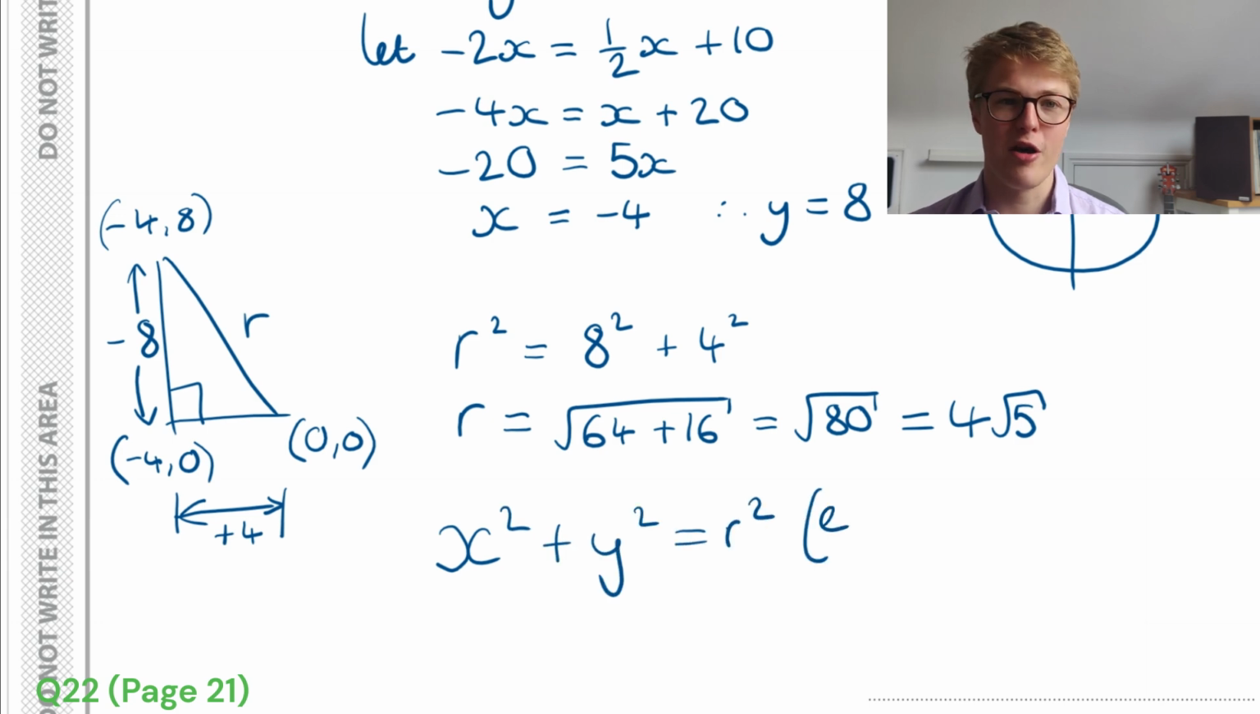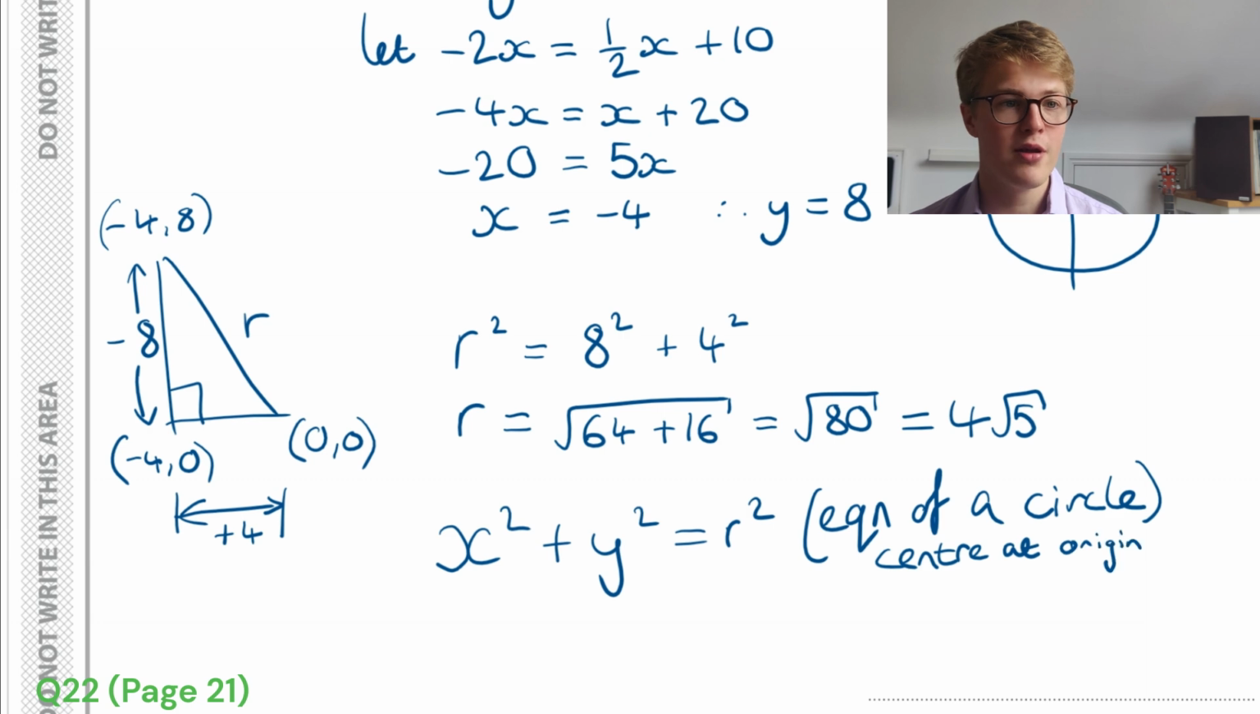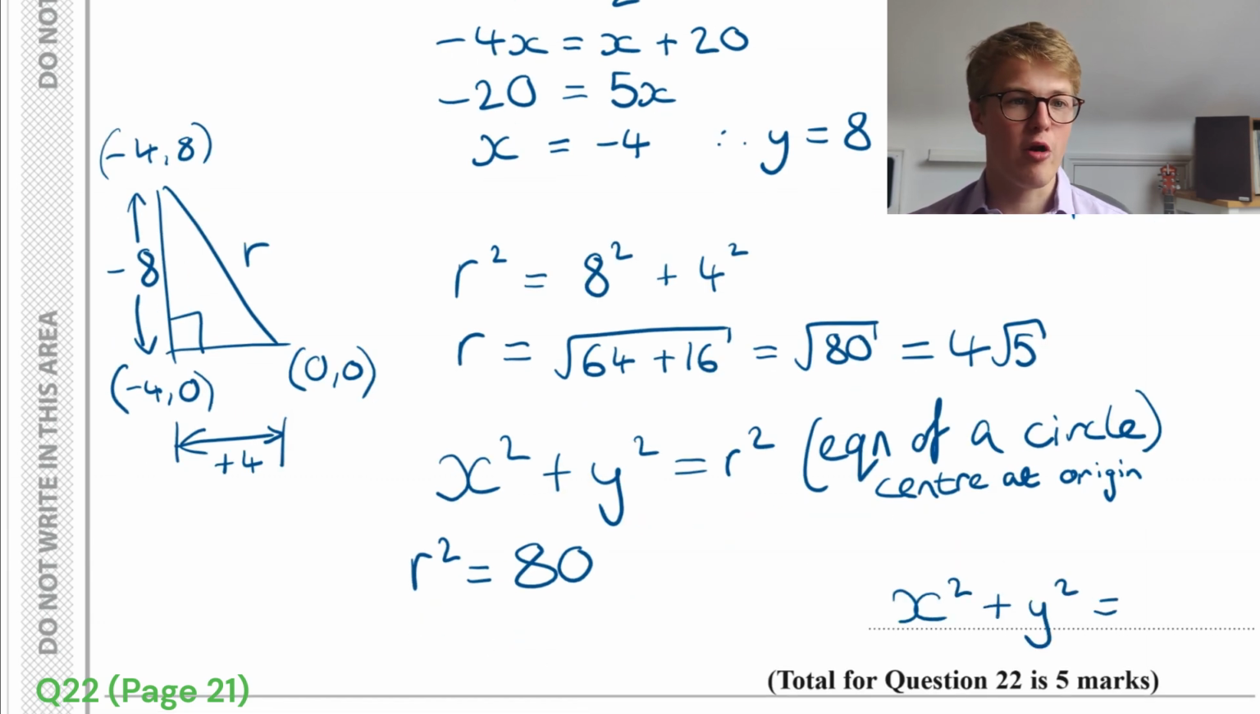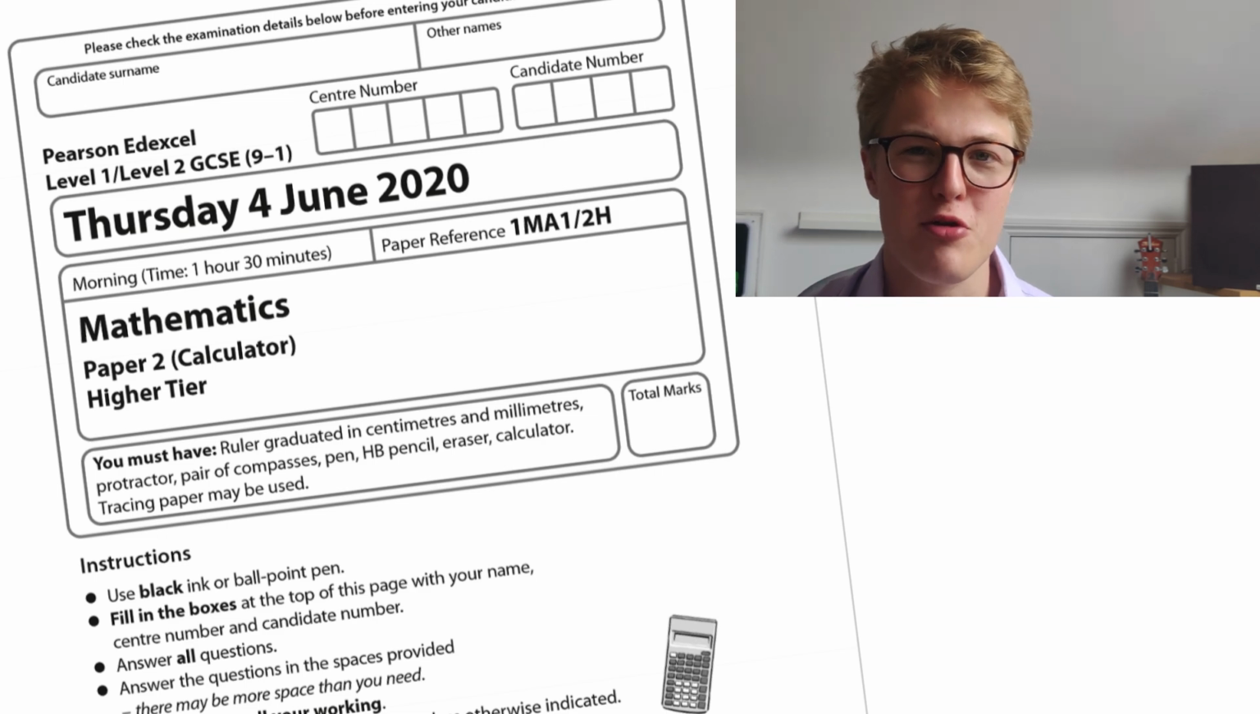The equation of a circle is x squared plus y squared equals r squared, where the centre is at the origin, and we know that r squared is going to be 80 from the equations we've just used. So x squared plus y squared equals 80 is going to be the equation of the circle, and our final answer. Okay, that is paper 2H from 2020 all done.